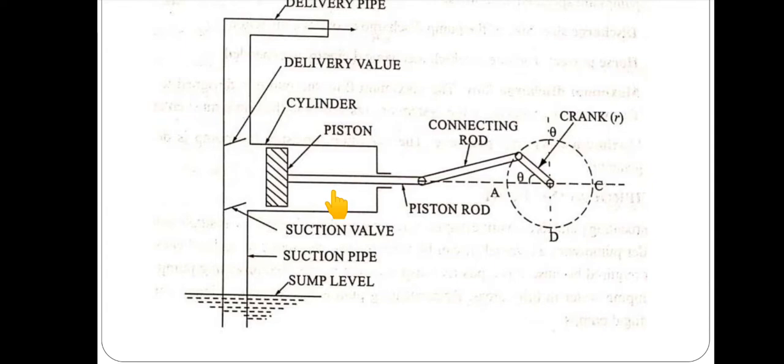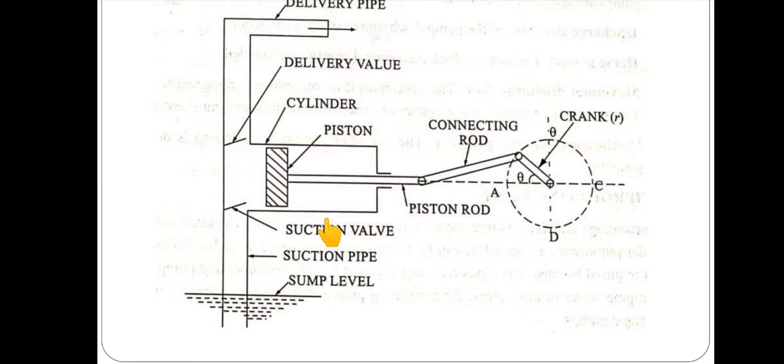Now let's see some of the parts, like the cylinder. What is the function of the cylinder and what is it made up of? It is usually made up of cast iron or steel alloy material. The piston reciprocates inside the cylinder.